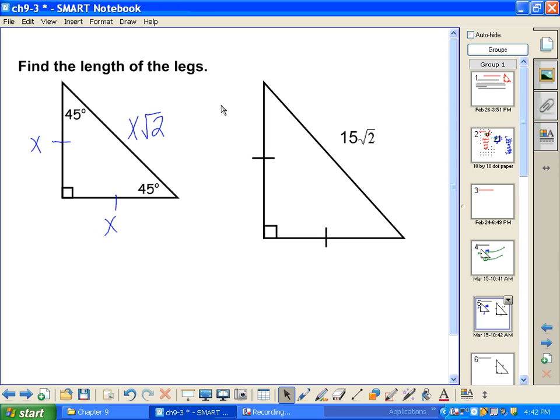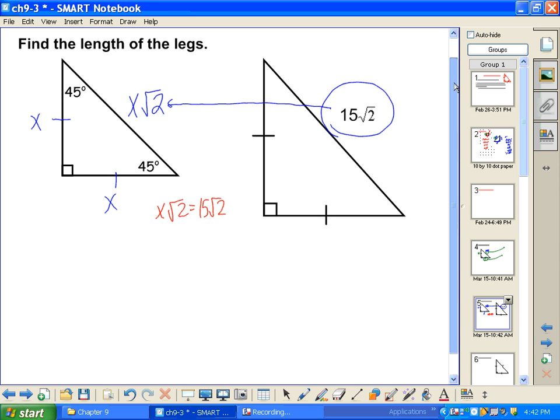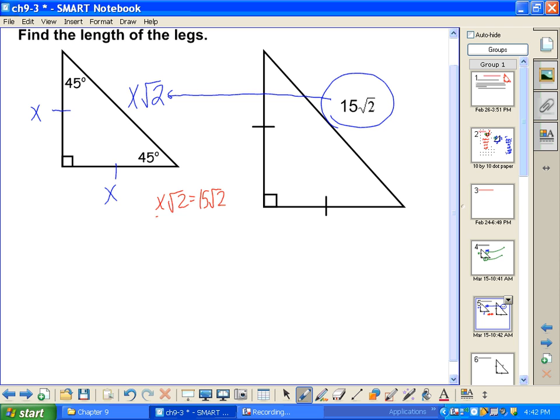Here's another example. This time I'm given my hypotenuse. My hypotenuse is 15 radical 2. And I'm noticing that that matches up with my hypotenuse on my formula triangle. So I'm going to set those two values equal to each other. So I know that x radical 2 should equal 15 radical 2. Mathematically, we need to solve for x. So I'm going to divide both sides by radical 2. Radical 2's cancel, and we get x equals 15. Which means that my two side lengths are 15.